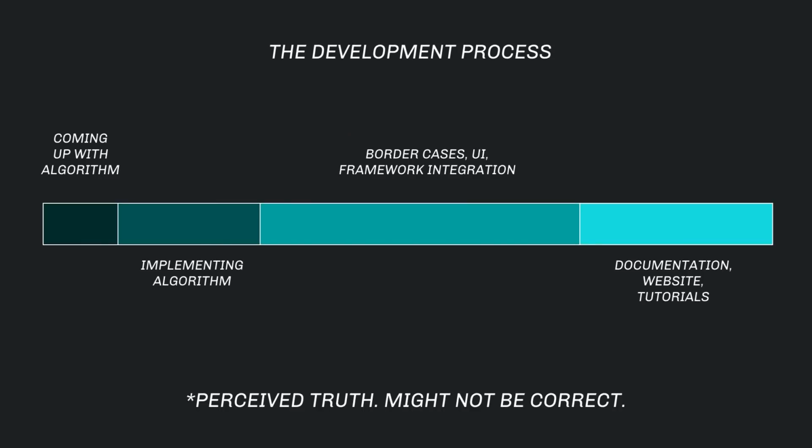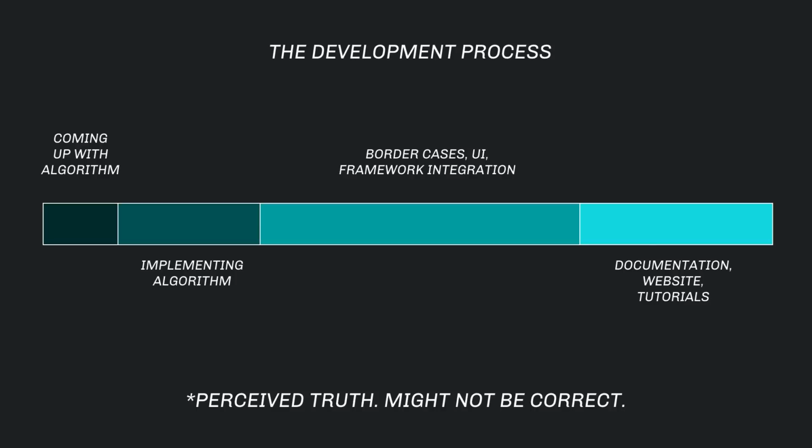Well, if you look at the development process, and this is just a perceived version of it, this might not be true, but it feels a bit like that. So coming up with an algorithm and implementing an algorithm actually is not the major part of it. However, if you're looking at development, this might be the only thing that you see. The stuff that you try to put on the side is the border cases, the UI, the UX, the framework integration, and of course the documentation, the website, setting up the forum, SSL server, getting domains, creating tutorials, etc., etc., etc.